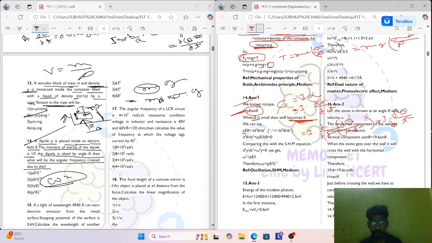So if we compare this equation with the equation of SHM, that is d2y by dt2 plus omega squared y equal to 0, from this you can get omega squared is equal to PE by I. So from that you will get omega equal to (PE by I) to the power half.